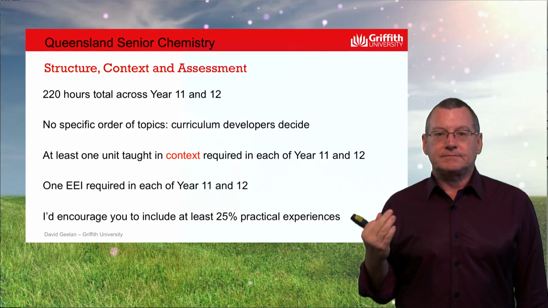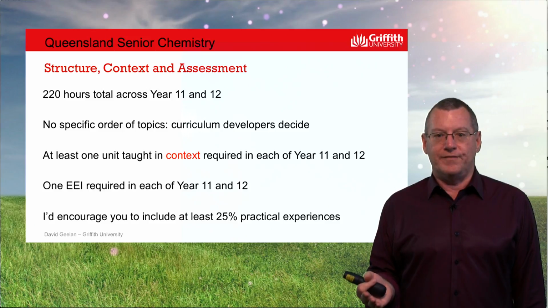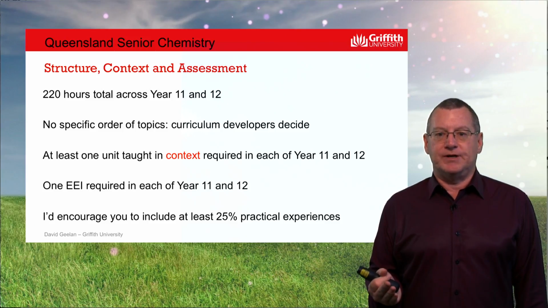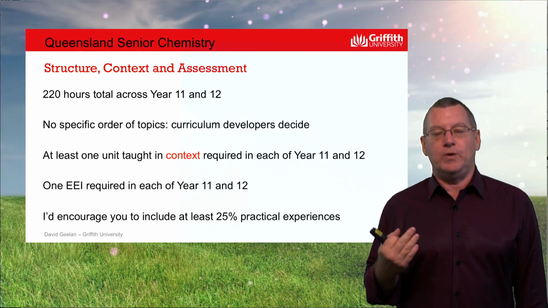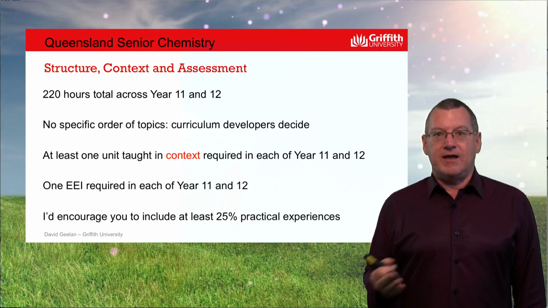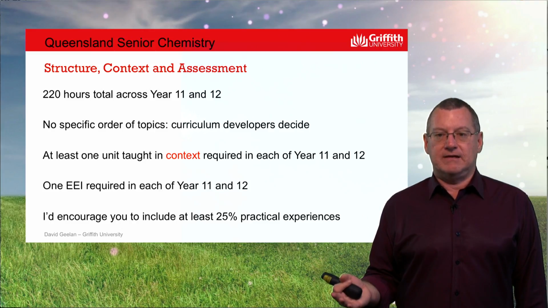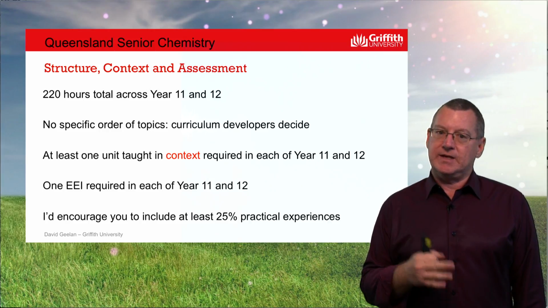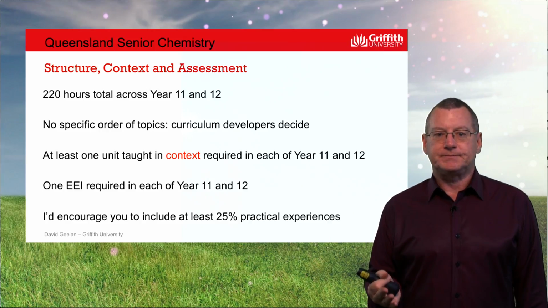Talked already about no particular order of topics. You get to decide that. At least one unit taught in context is required in each of year 11 and 12, and we'll talk a little bit later about teaching in context in some detail. One EEI is required at least in year 11 and one in year 12, and we reduce the scaffolding between the year 11 one and the year 12 one.